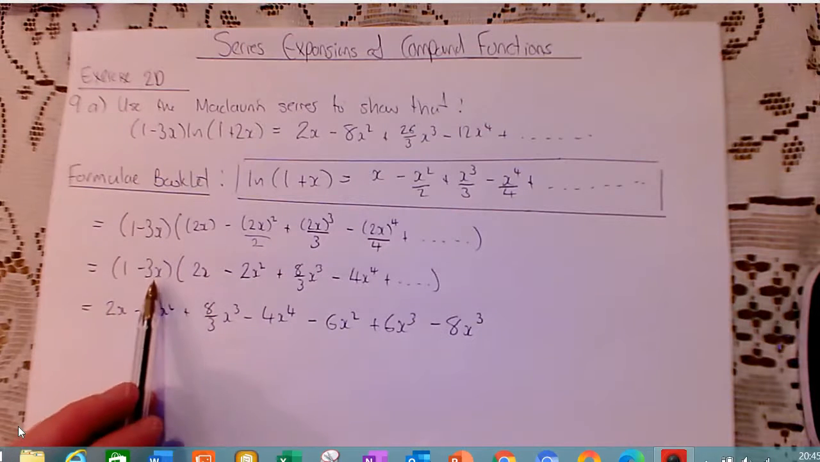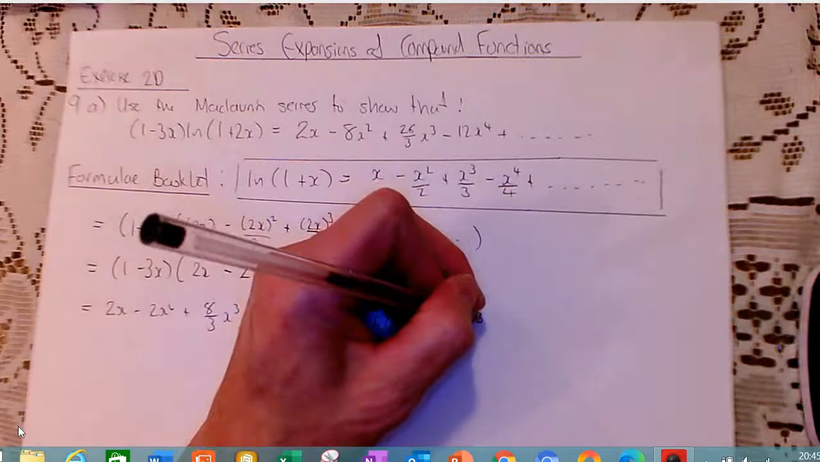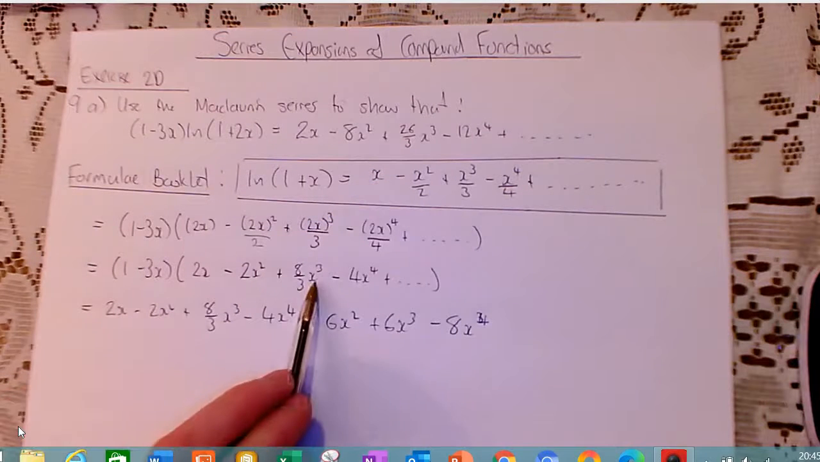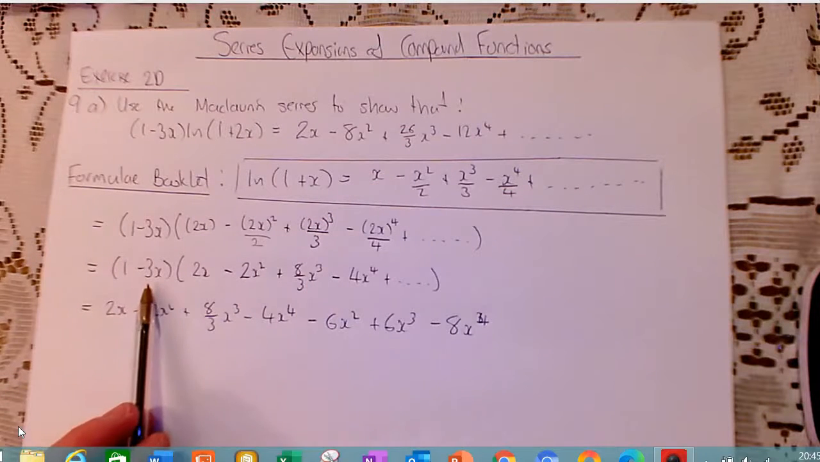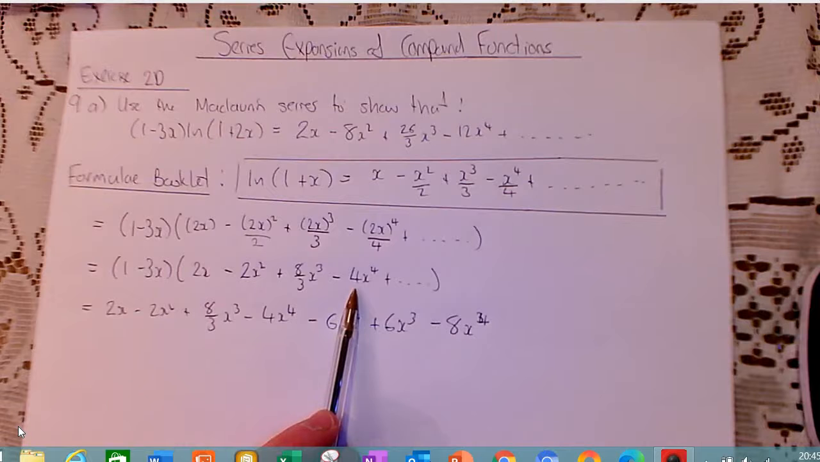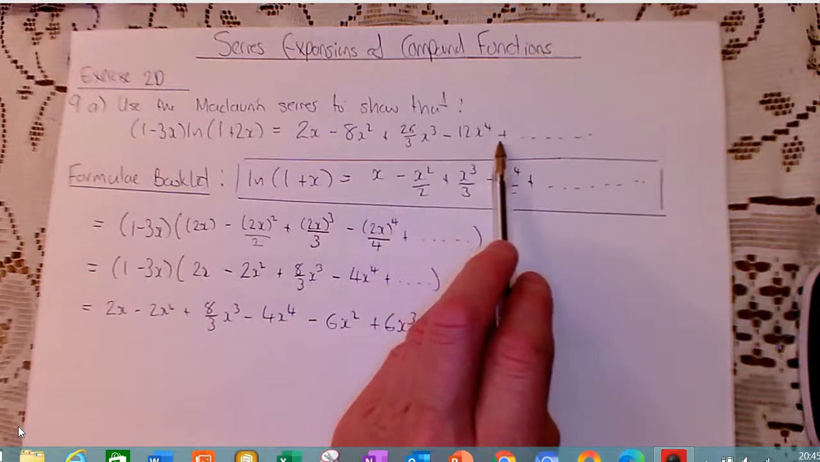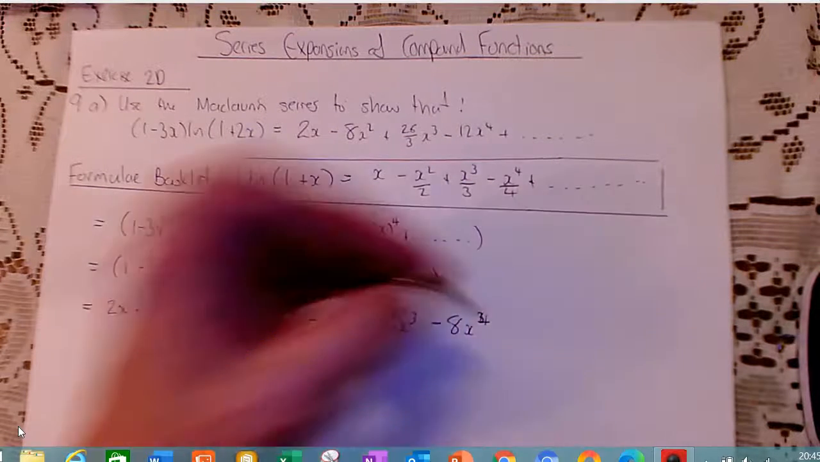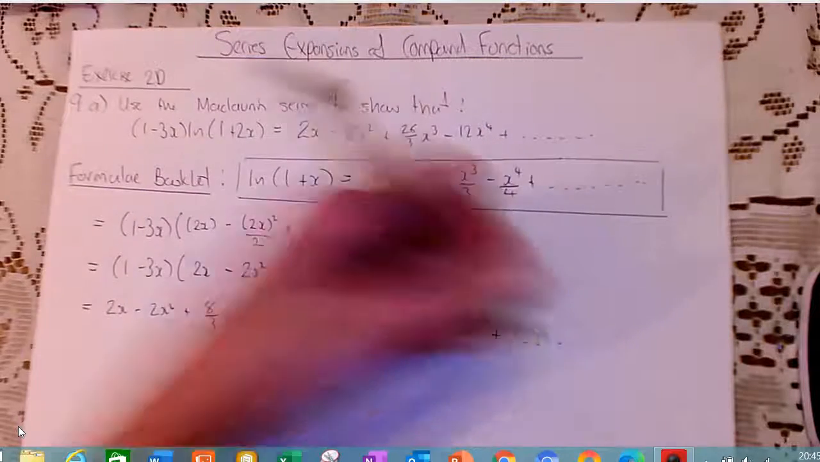I've gone wrong already, haven't I? That's going to be x to the 4 there, because it's x times by x cubed. And then can you see I don't need to bother doing that next one? Minus 3x times minus 4x to the 4, I'll have an x to the 5, and I don't need to do that further. So let's leave that there.